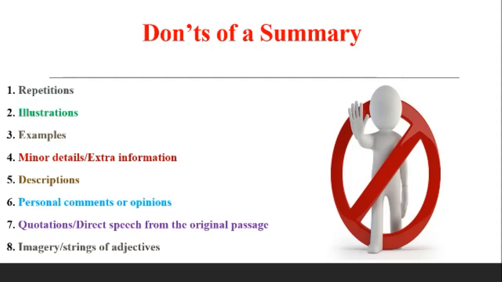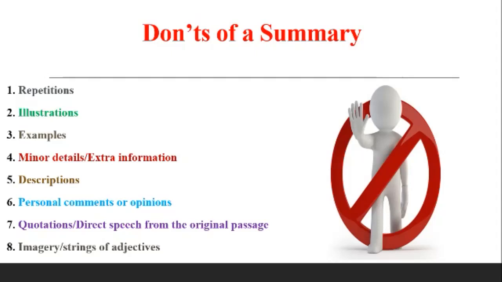We must understand that such examples must not be repeated in your summary. So repetition, don't say one thing in different ways. Express it once and then move on. You must avoid illustrations. Don't use stories. It is a summary. The essence is to express straight-to-the-point facts in the shortest way possible. And then you must avoid examples. Like I said, just say this man is mean. You don't need to cite an example of his meanness.